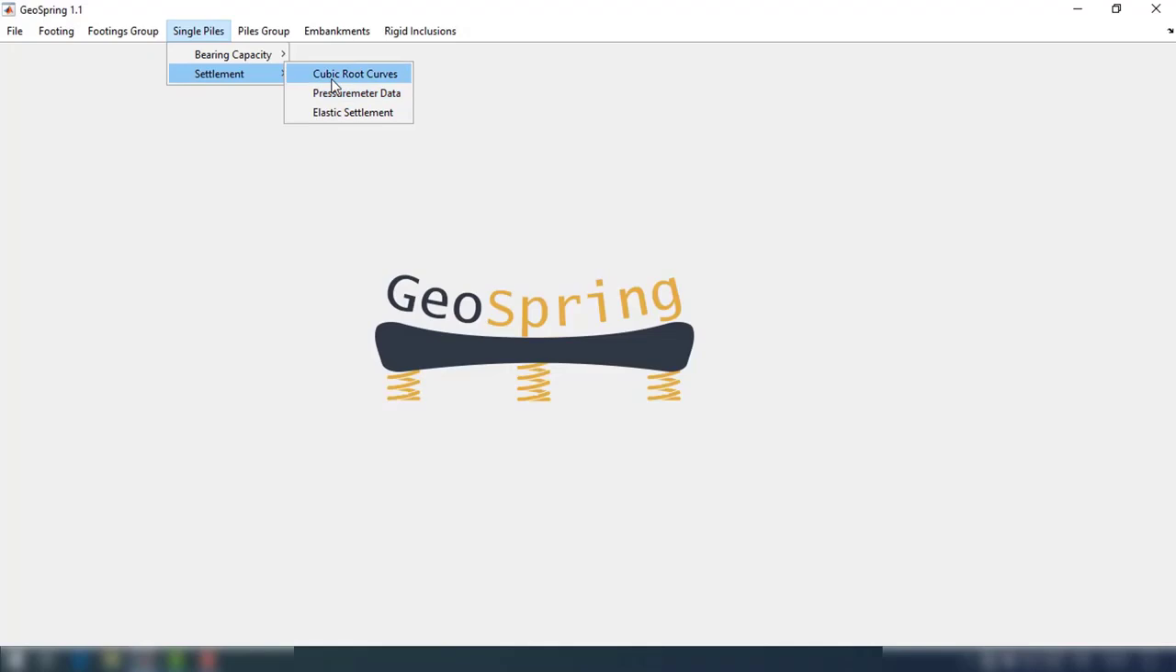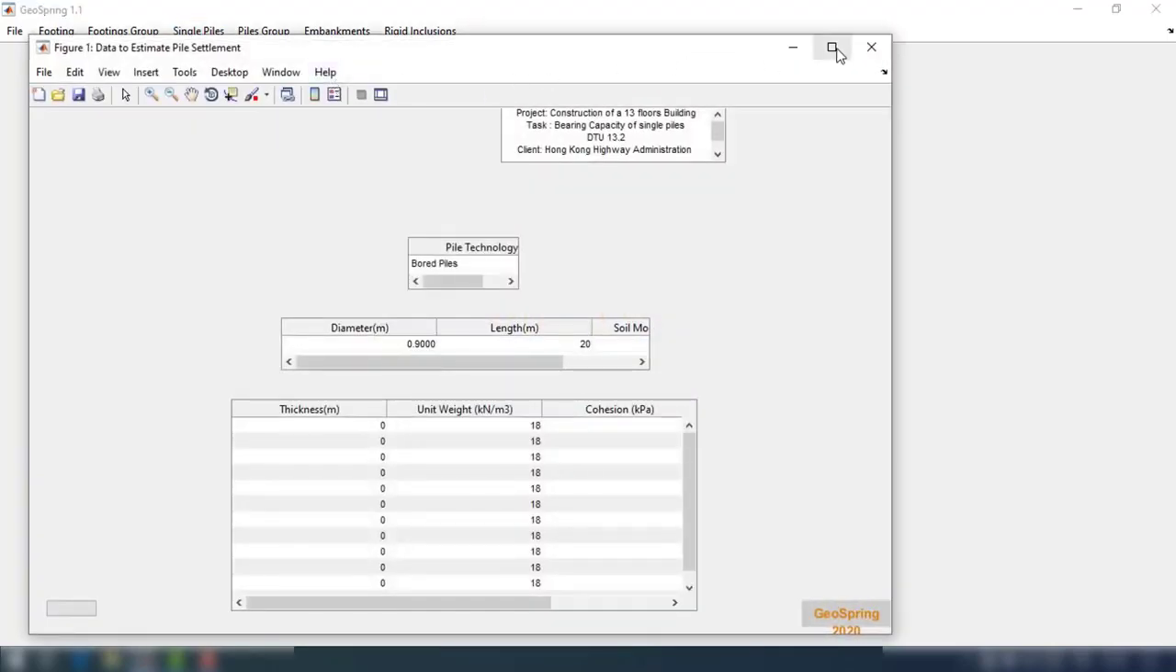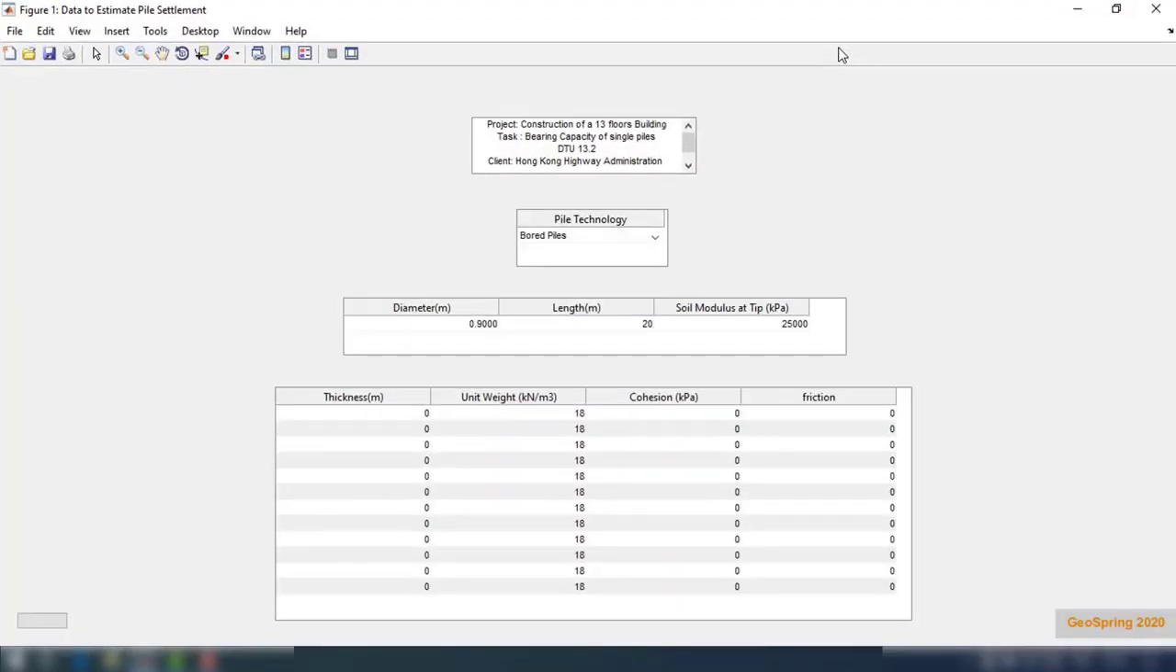Cubic root curves are load transfer curves which engineers use to estimate the load settlement curve of a single pile, based on cohesion and friction angles. The load transfer method is commonly used in practice to estimate the settlement of single piles. So here you put the task, for example settlement of single piles here.